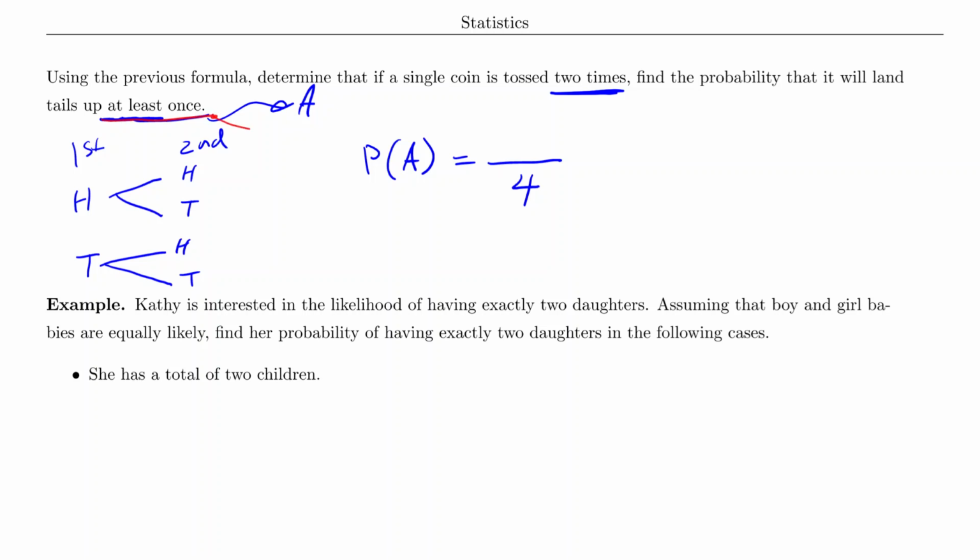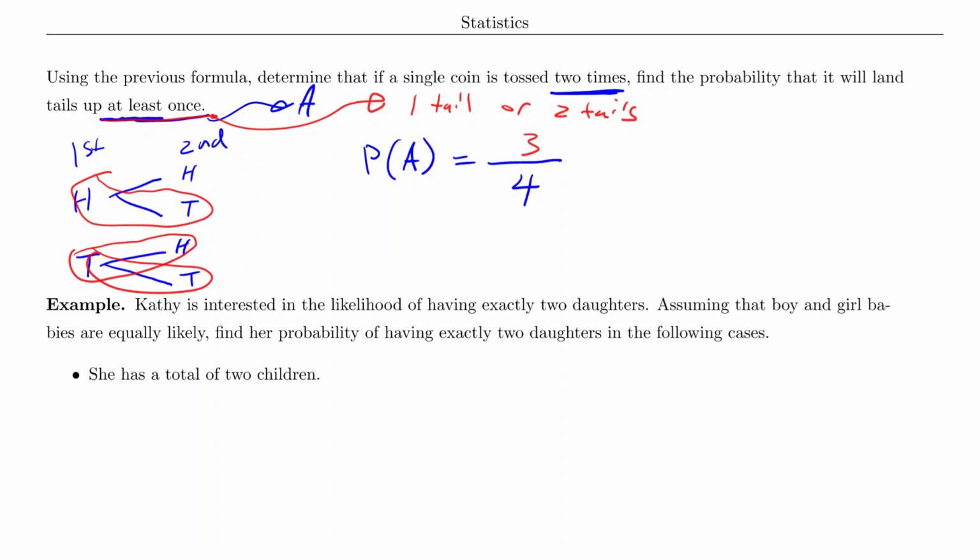In this case, at least once means 1 tail is okay, or 2 tails. So to count the ones with at least 1, which means 1 tail or 2 tails: heads, heads, we don't count that one. Heads, tails, that's okay. Tails, heads, that's okay. And tails, tails, that's okay. So we count a total of 3. So 3 out of 4, which is 0.75. So there is a 75% probability that when I toss a single coin twice, they will land tails up at least once.